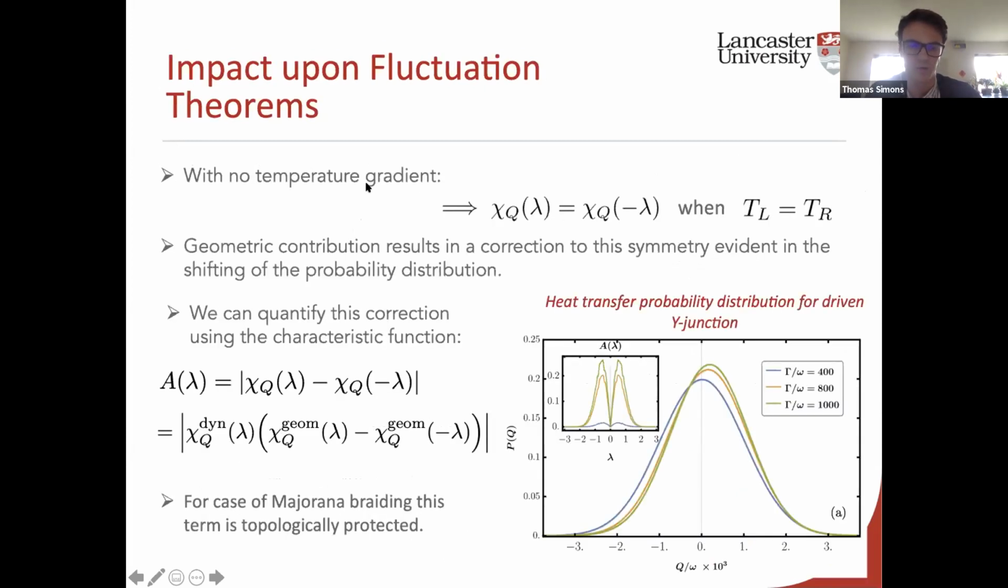In the case where we have no temperature gradient between our external leads, the fluctuation theorem tells us that our characteristic function should be symmetric. However, when we perform our braiding protocol, we see that this is not the case, and we can see this from the fact the probability distribution is shifted away from Q equals 0. We can quantify the value of this correction to the symmetry by looking at chi of lambda minus chi of minus lambda. And we see that this arises from the geometric contribution to our characteristic function, which in the case of a Majorana braiding protocol shares the topological protection of the contour traversed in parameter space.